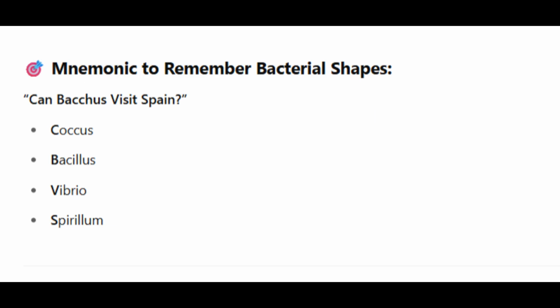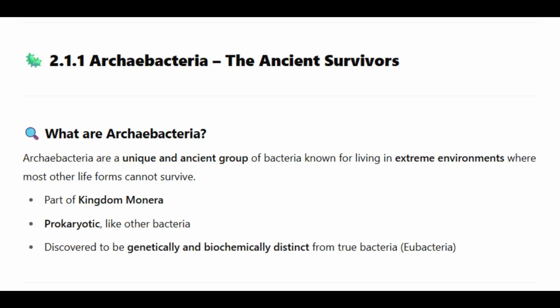Mnemonic to remember bacterial shapes. Can Bacchus visit Spain? Bacchus, Bacillus, Vibrio, Spirillum. 2.1.1 Archaebacteria. The ancient survivors. What are archaebacteria? Archaebacteria are a unique and ancient group of bacteria known for living in extreme environments where most other life forms cannot survive.